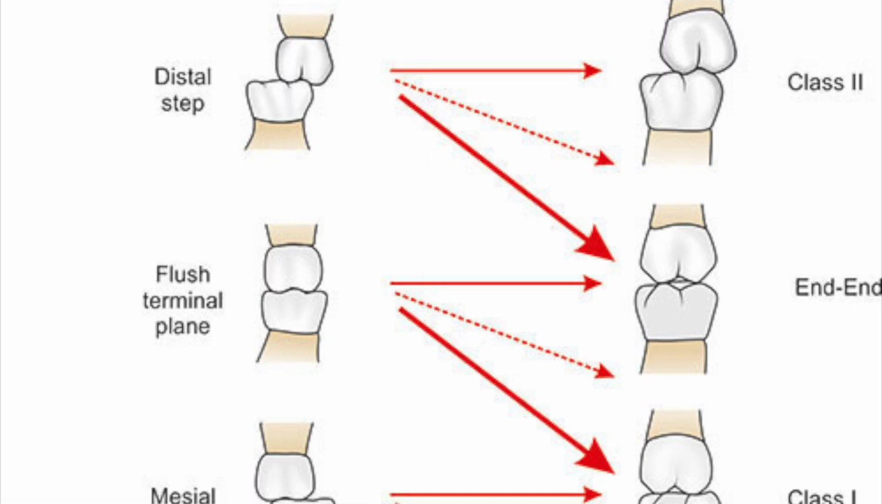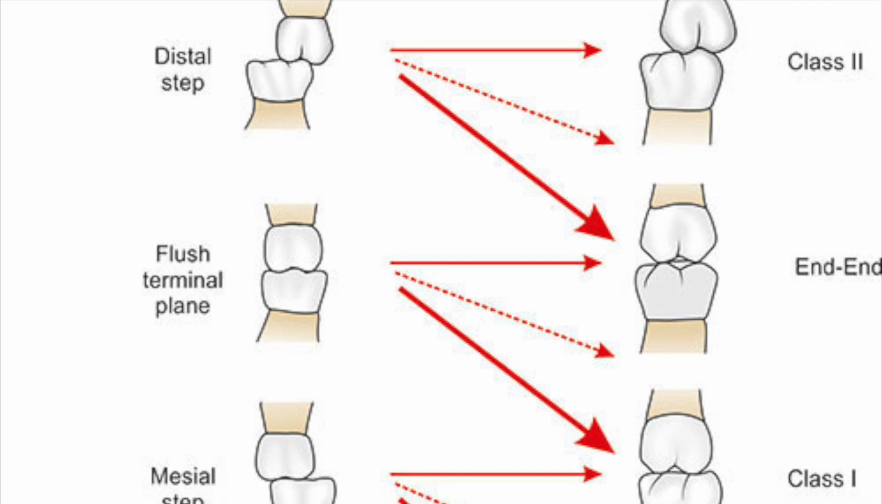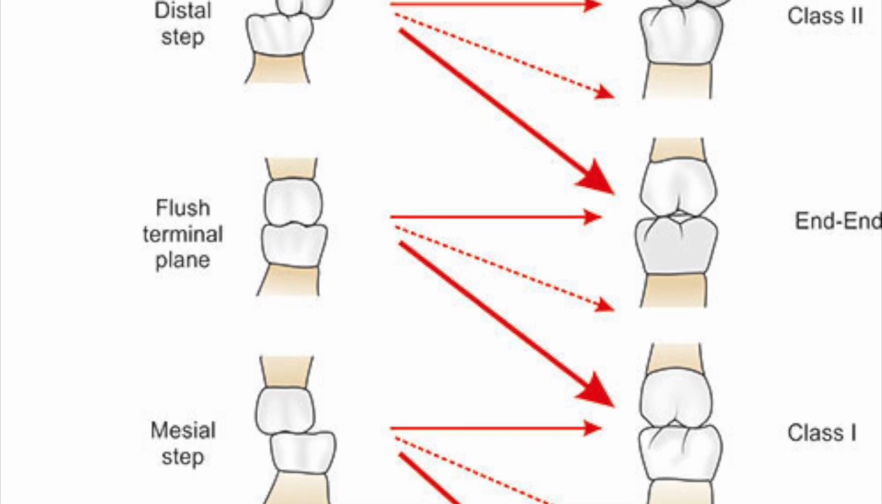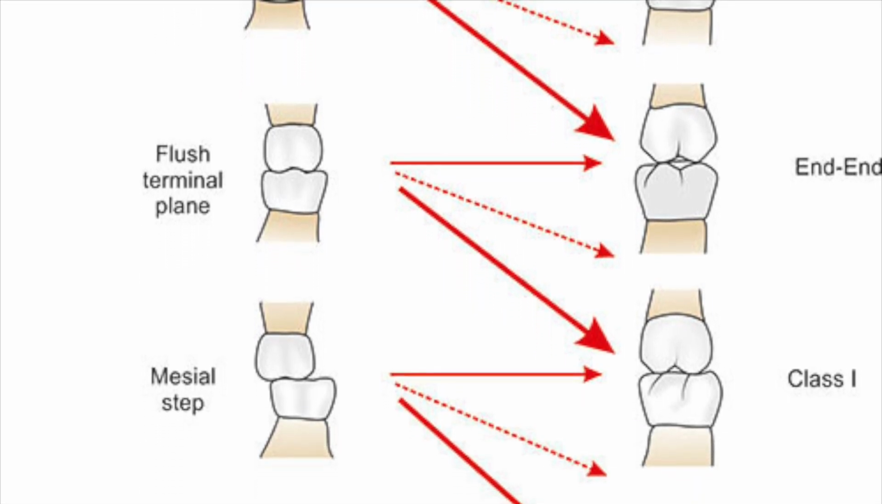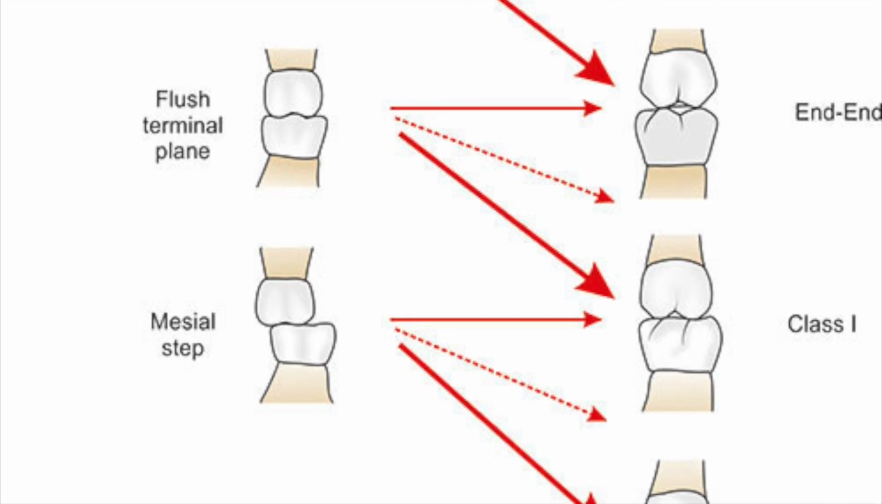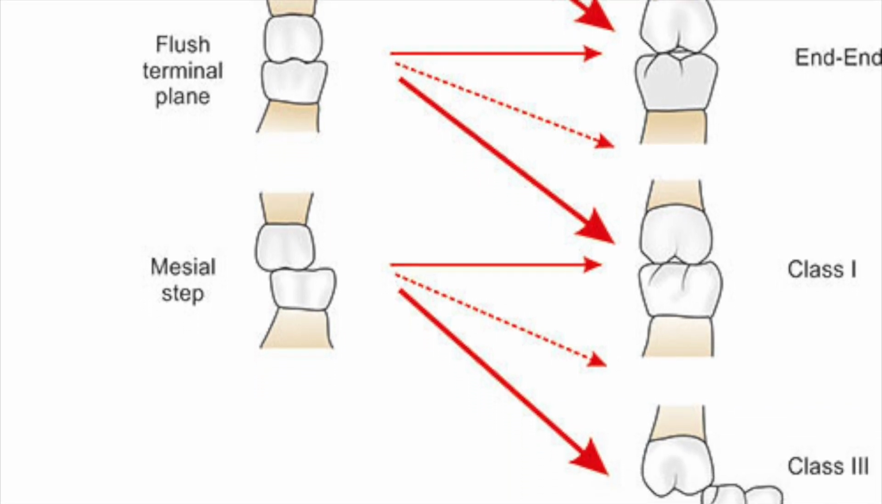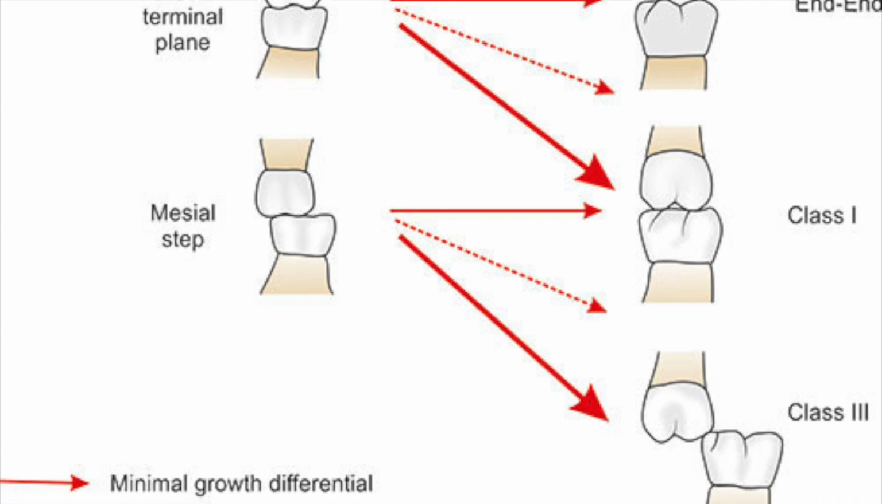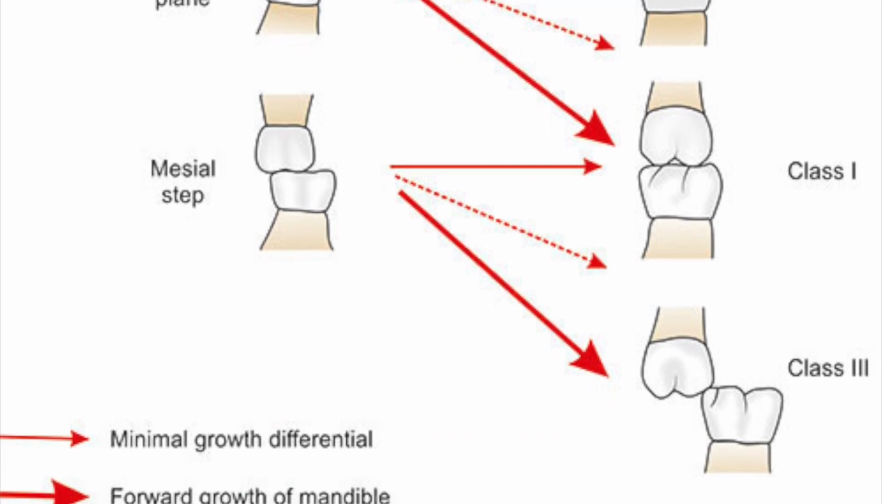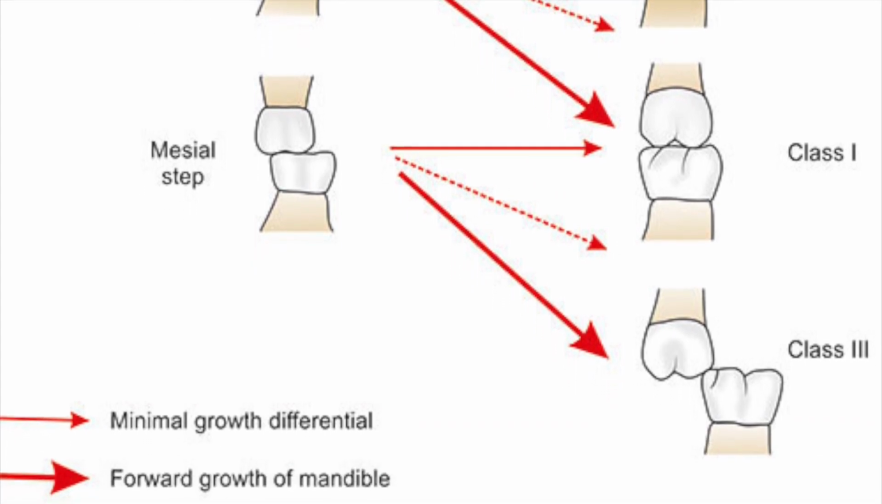Now coming to Baum's classification of primary teeth. It is classified as straight or flush terminal plane, which will result in class 1 or class 2. When it is mesial step, it will result in class 1 or class 3. When it is distal step, it will conclude in class 2.